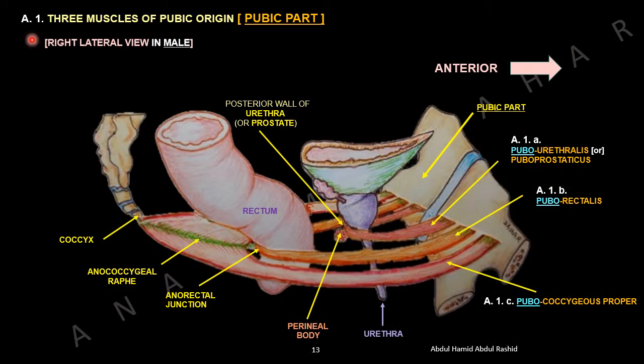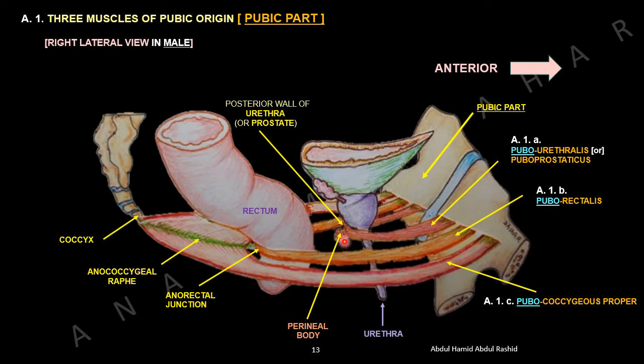Three muscles of pubic origin coming from the pubic part. This diagram is a right lateral view in male. Let's see the structure first. This is anterior. This is the pubic part of the hip bone. This is the posterior surface of the pubic part. This is the symphysis pubis. This is the urinary bladder, prostate and urethra.